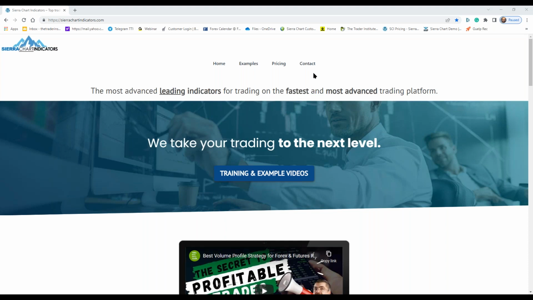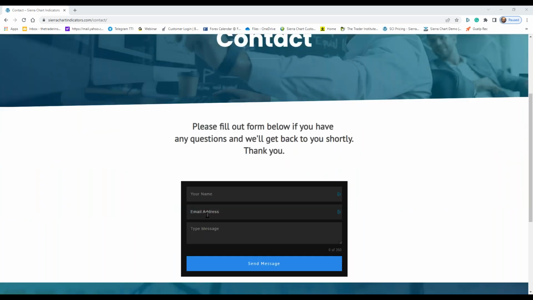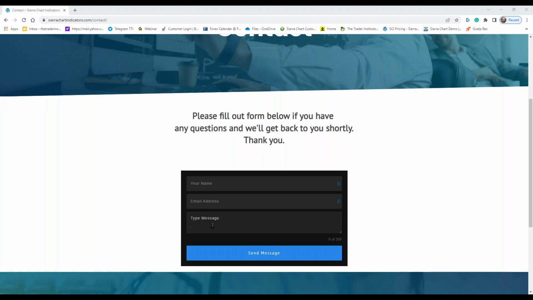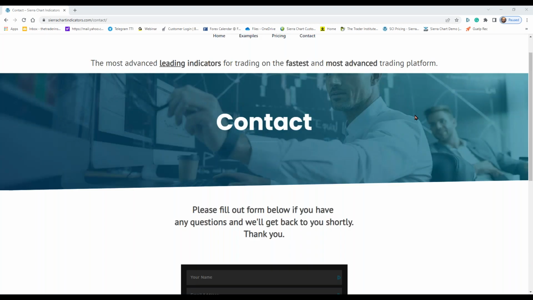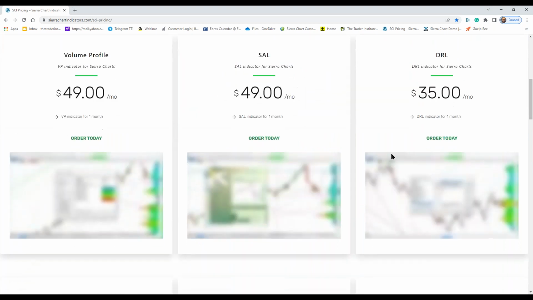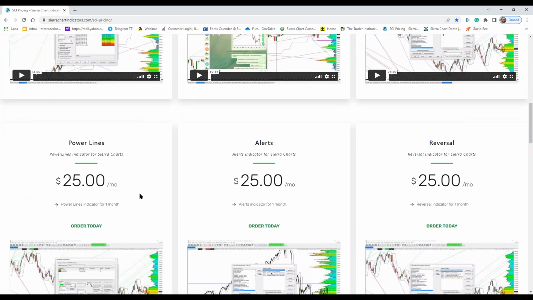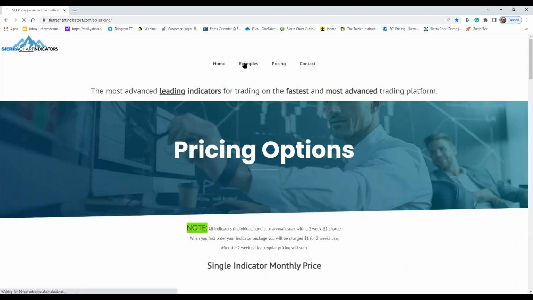If you have any questions, if you need to join a trial, or if you need to test indicators, how many of you are using SierraChart? If you are a SierraChart user, just contact me here with your name and email, and I'm available. We have pricing per each indicator, and you have videos per each indicator. If you go to examples, there are examples.